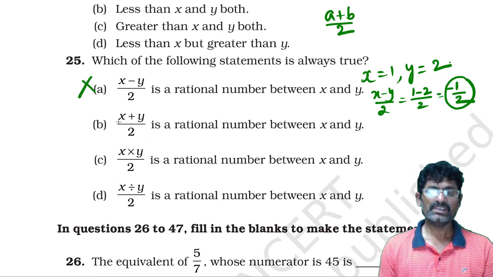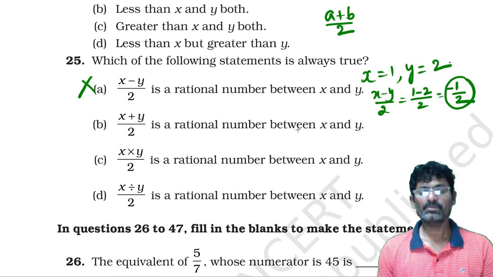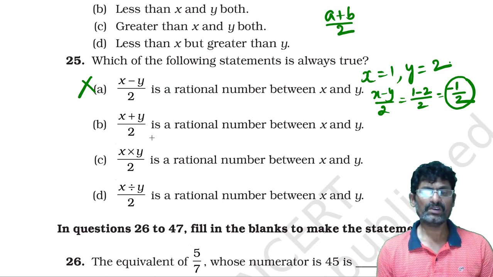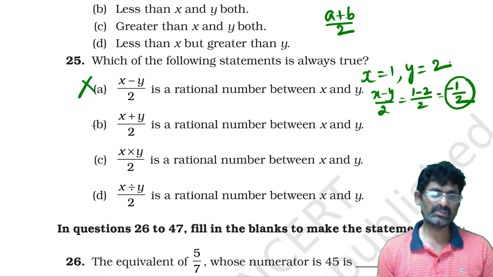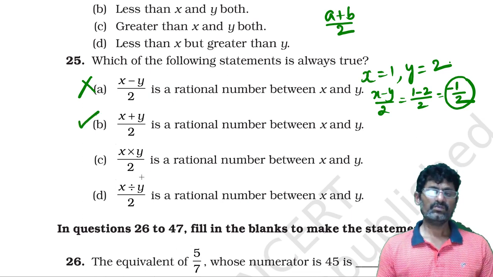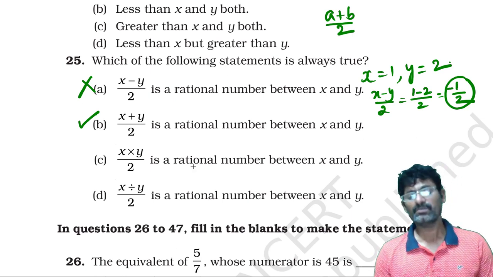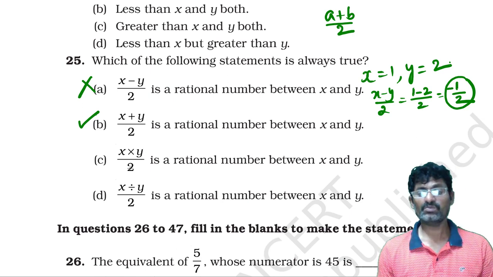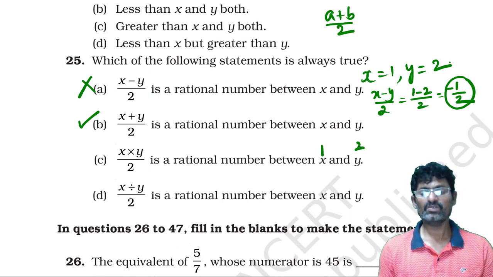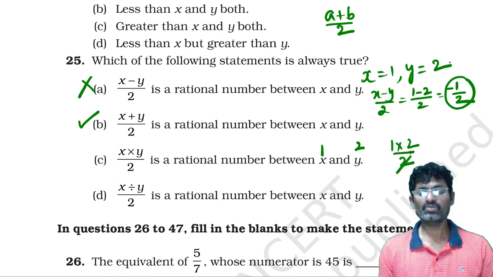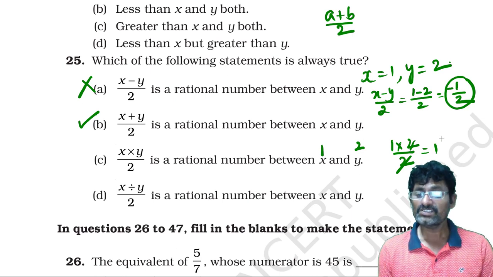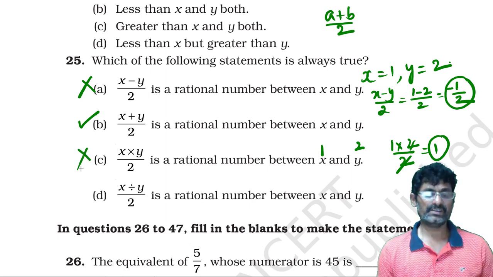Now let us go to option B. X plus y by 2 is a rational number between x and y. In the previous question, we discussed about this one. X plus y all over 2 is a rational number between x and y. So this is the correct one. Now, for curiosity, let us see whether C and D are correct or not. Of course, we know that, but let us see. X times y by 2. Suppose if I take x equal to 1 and y equal to 2. Then x times y means 1 times 2 divided by 2. 2 gets cancelled. This is equal to 1. Now, check this 1 is in between 1 and 2. No, it is not. This option is also not correct.